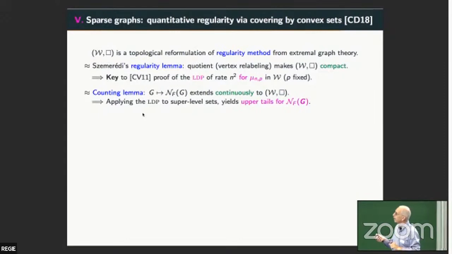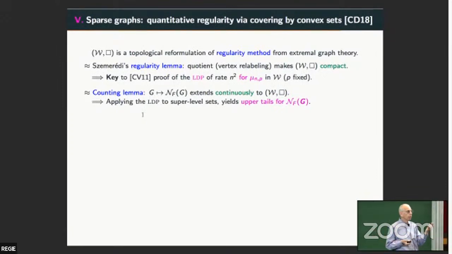So Szemerédi's regularity lemma, when you translate it into this framework, really tells you that after you do a vertex relabeling, because you don't really care what the order of the vertices is, that is like a quotient in the space of graphons, it makes the space compact. Now, compactness is very good for large deviations. Even people who don't know large deviations should remember that compactness and large deviations like each other. In particular, this was the key to the proof of Chatterjee and Varadhan of the large deviation. What was needed was exactly compactness. Compactness came from a regularity lemma.